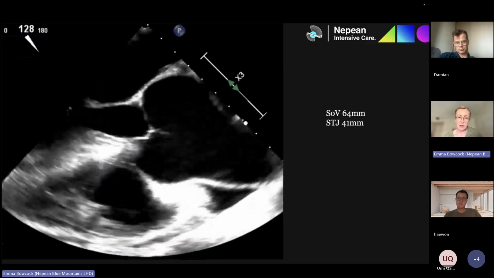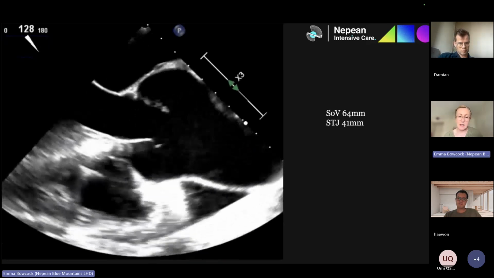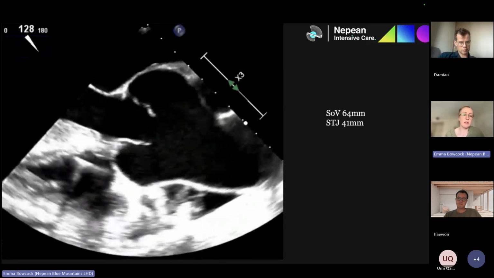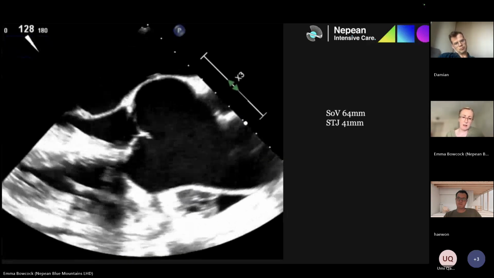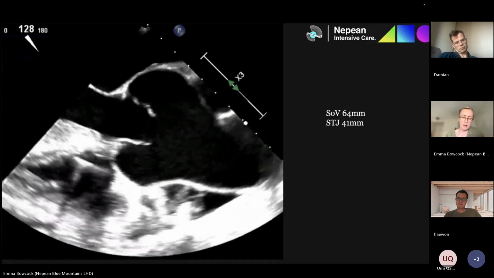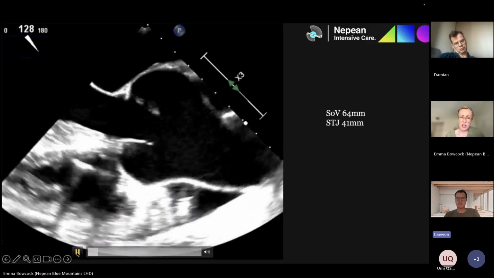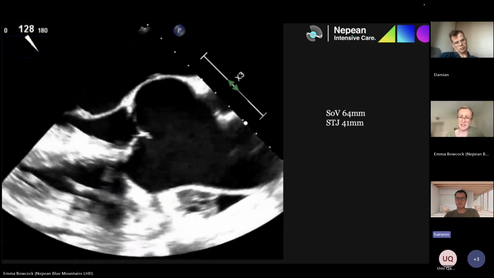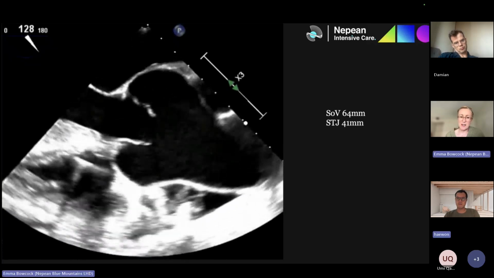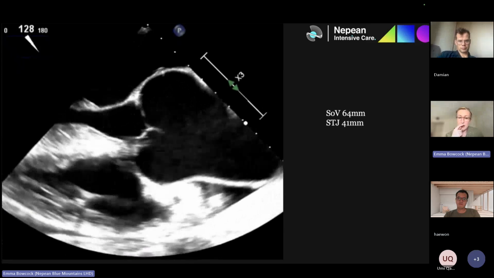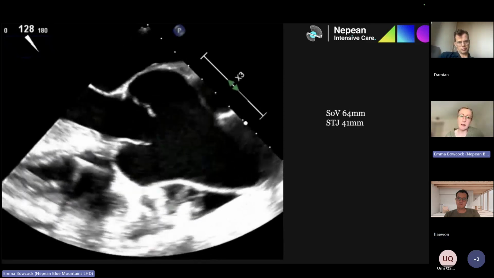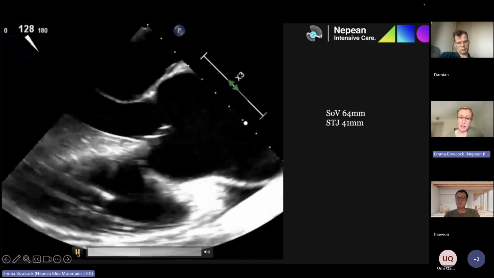Okay, how about this one? Same view on TOE. Again, it's dilated, isn't it? I'm sure it's about 6.4. Yeah, it's huge. And the sinotubular junction is also probably dilated, even though it is tapering off, isn't it? So again, expecting maybe to see some aortic regurg with that.